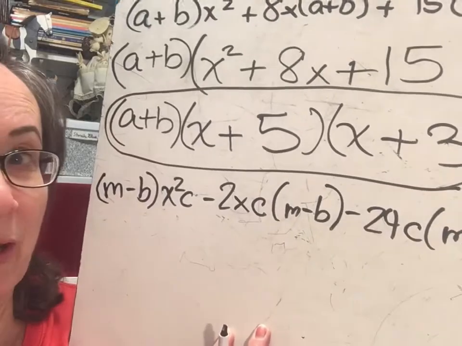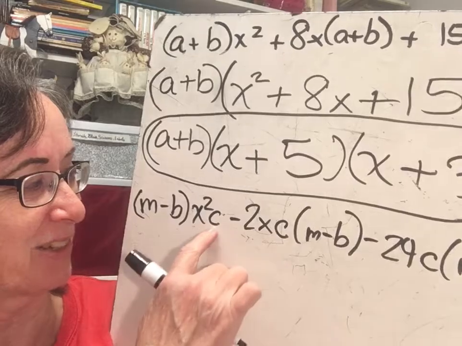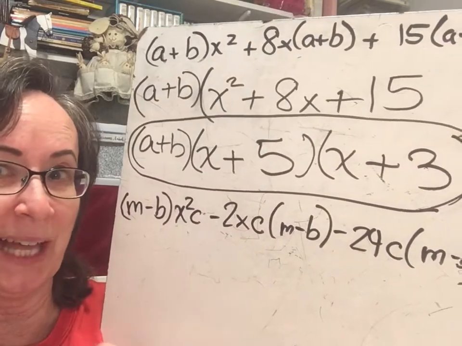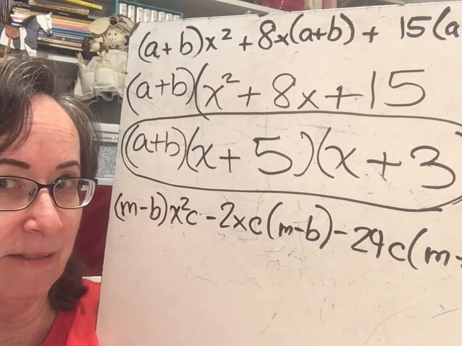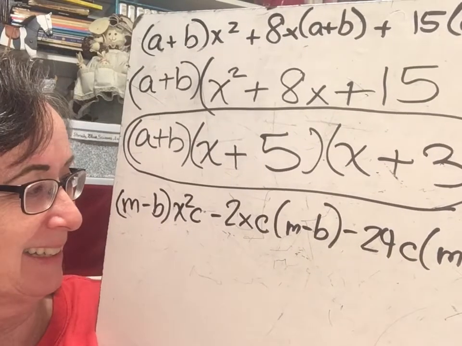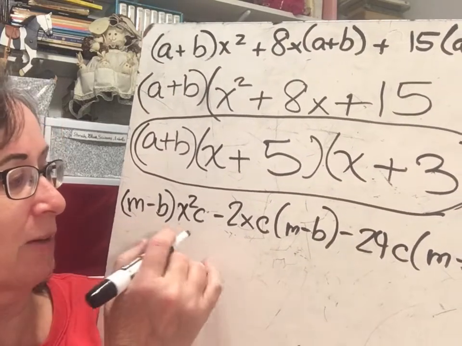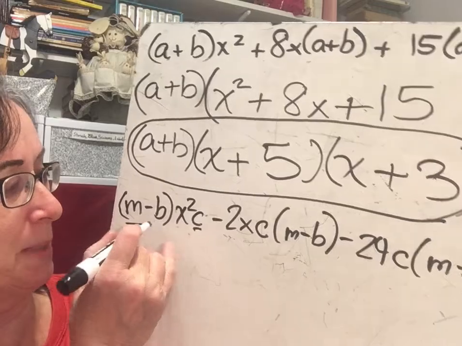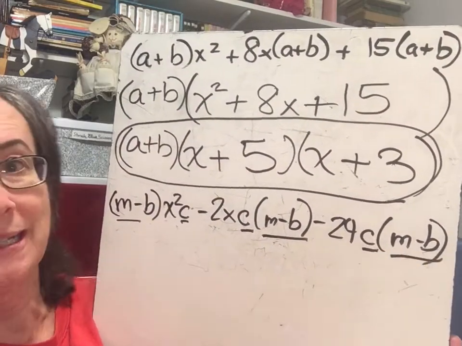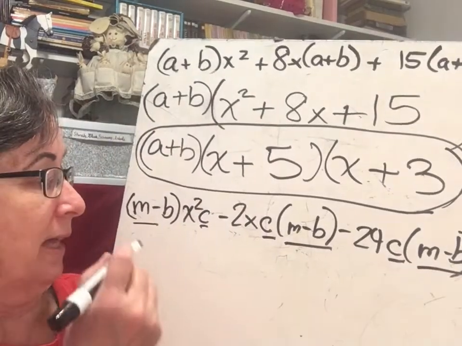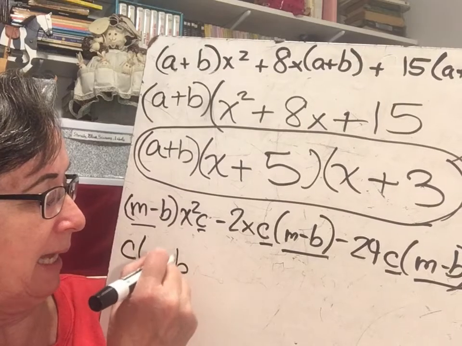Okay, so now we're going to try the next one, which is a little bit harder because now there's an extra C in there that we're going to have to pull out also. So copy it down and try to do this one on your own because these are your practices. Okay, so here we go. Hopefully you've done it. So I have a C and an M minus B, a C and an M minus B, a C and an M minus B. They're all in common, aren't they? So we're going to put C, comma, M minus B.